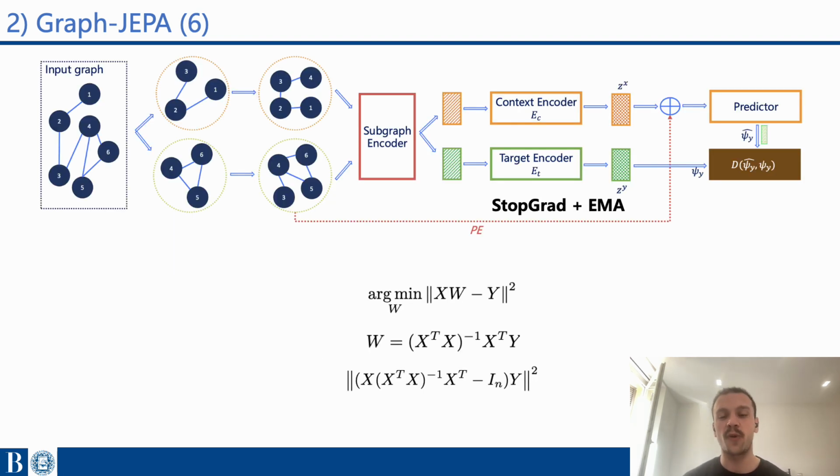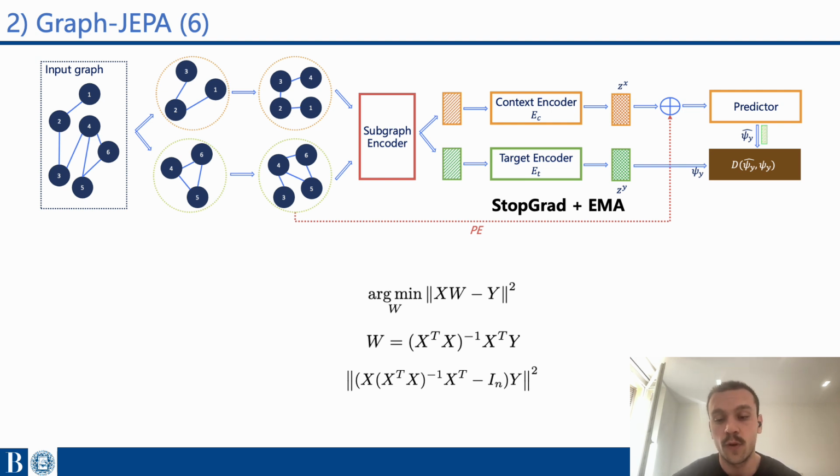So yeah, the final part of the architecture is the training procedure. A very important thing to note is that the training is done by applying a stop gradient operation on the target encoder and having an exponential moving average update of the weights instead of gradient descent. This is a very common procedure, for example, in BYOL or other well-known self-supervised learning architectures.